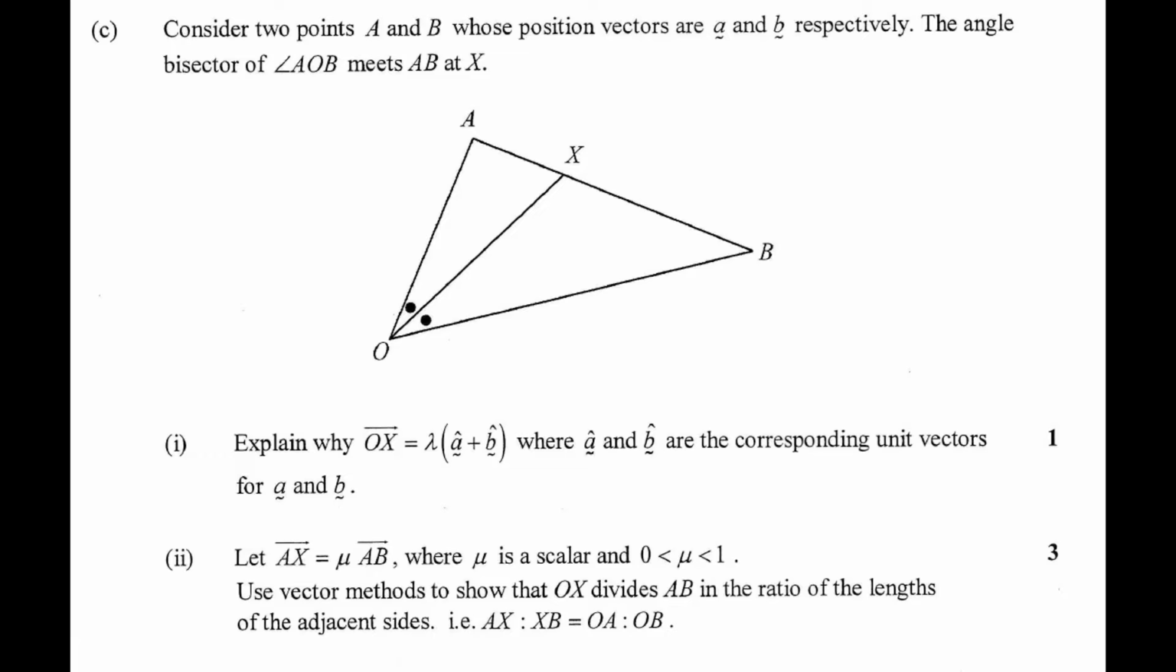We're told the angle bisector of angle AOB meets the line AB at the point X, and then we're given this diagram here. So part 1 wants us to explain why the vector OX can be written as lambda times A hat vector plus B hat vector, where A hat and B hat vector are the corresponding unit vectors for A and B vector. So yeah, let's take a look.